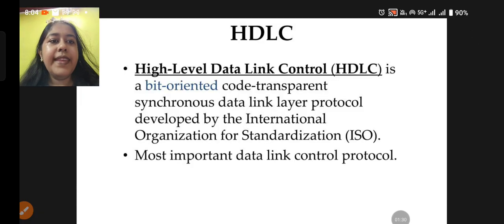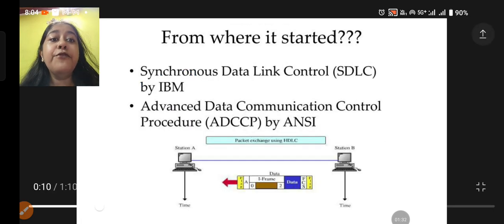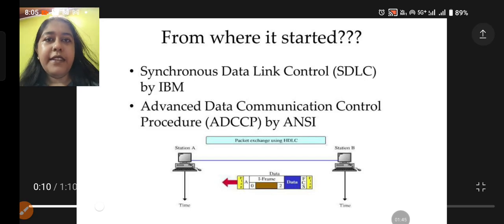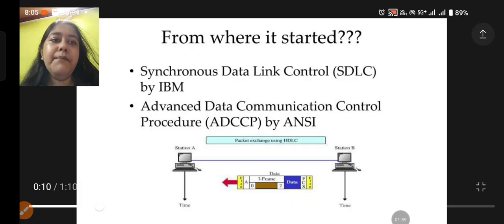Now next, where did this protocol start from? It is basically derived from Synchronous Data Link Control, that is SDLC, by IBM. SDLC was a protocol started by IBM, and from there came the initiation of this protocol. Then there is Advanced Data Communication Control Procedure, that is ADCCP, by ANSI. These are basically the two origins from which we received the HDLC protocol.